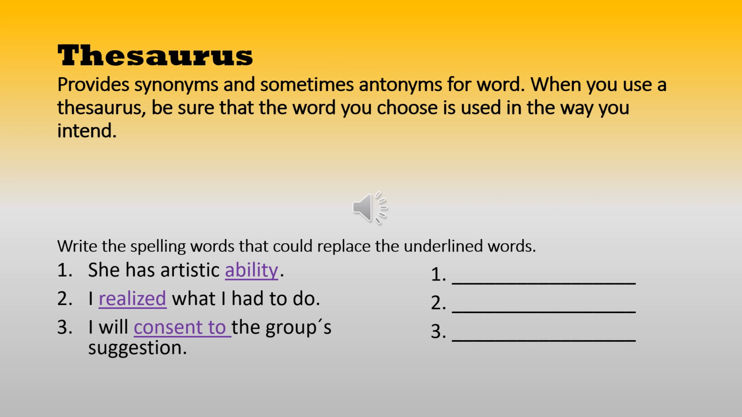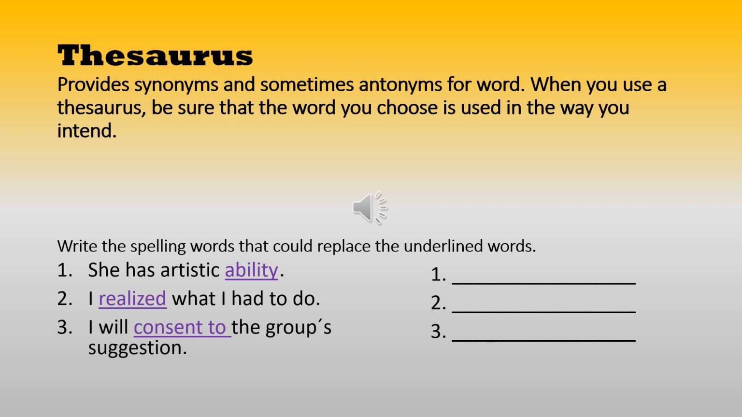Check your spelling list, the one that you have at the beginning of this class, and find another word that has the same meaning as ability. Another word that could replace the word ability. Do you find it? Do you find the answer? Another word that could replace the word ability is attitude. She has artistic attitude. So the answer for number one is attitude.